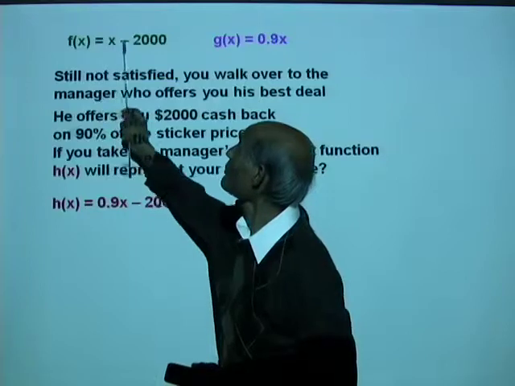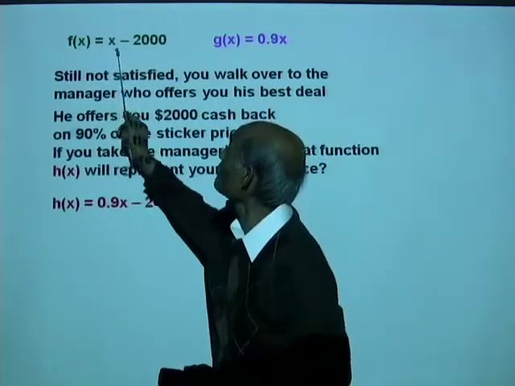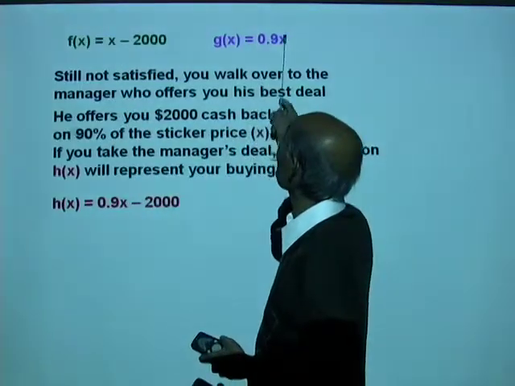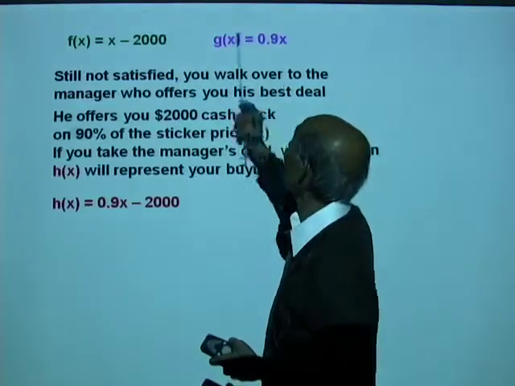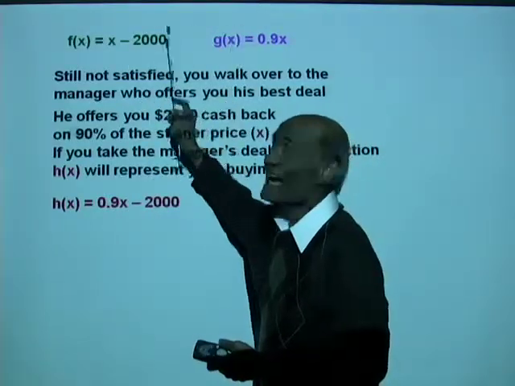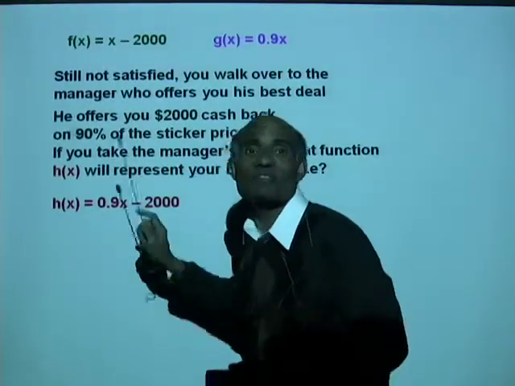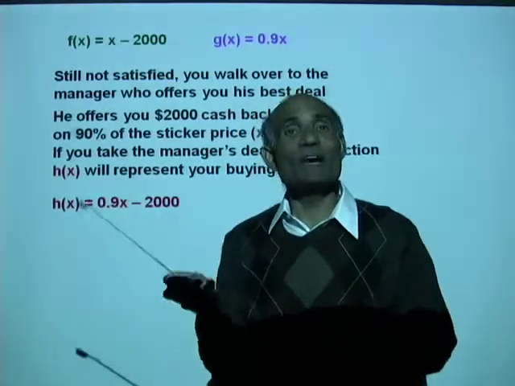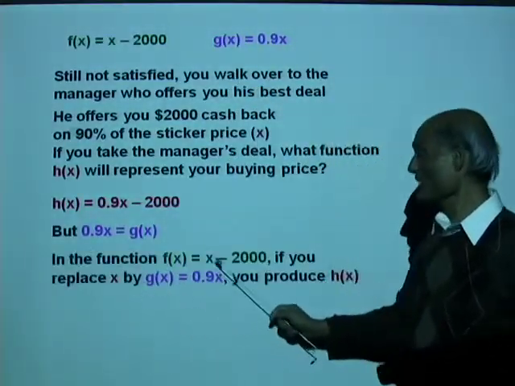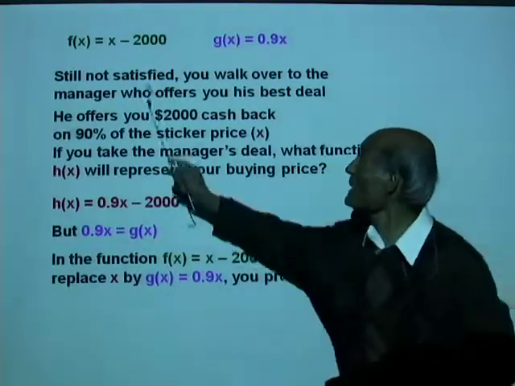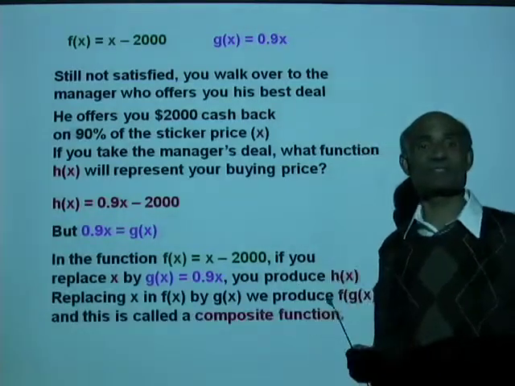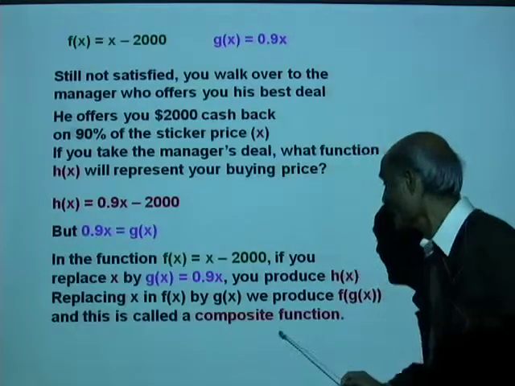Now, if you look at f of x equal to x minus 2,000, look at this. If this x is replaced by g of x, in other words, in place of this x, if you put 0.9x, then you get h of x. In other words, you use g of x as the input in f of x, you get h of x. You have now a composite function where the input of function 1 is function 2. All right. So in the function f of x equal to x minus 2,000, if you replace this x by g of x equal to 0.9x, you produce the third function h of x. And so we now have a composite function.